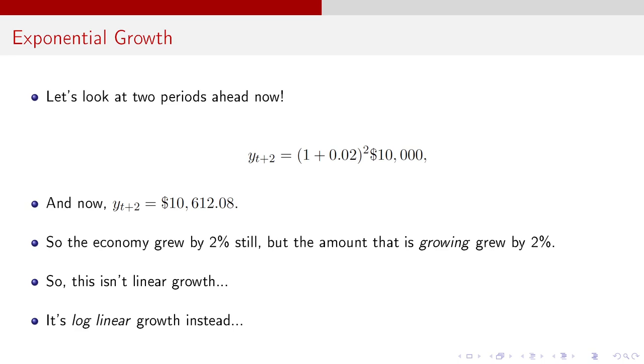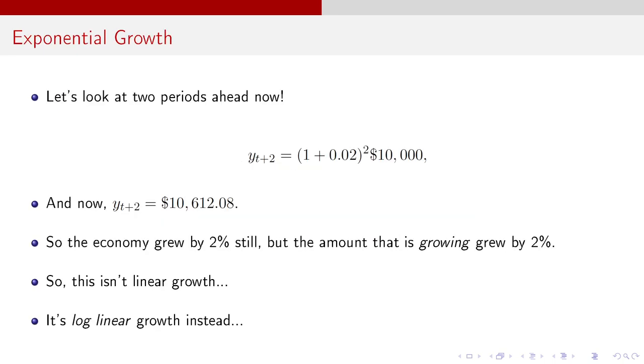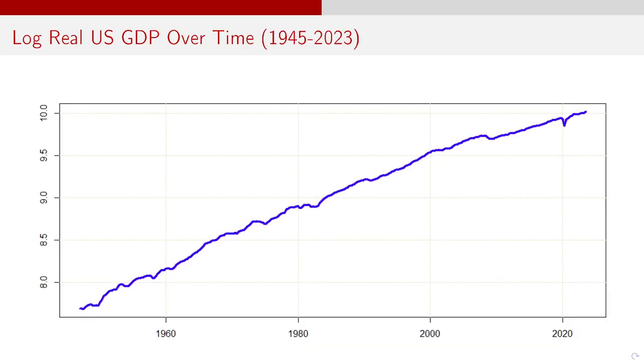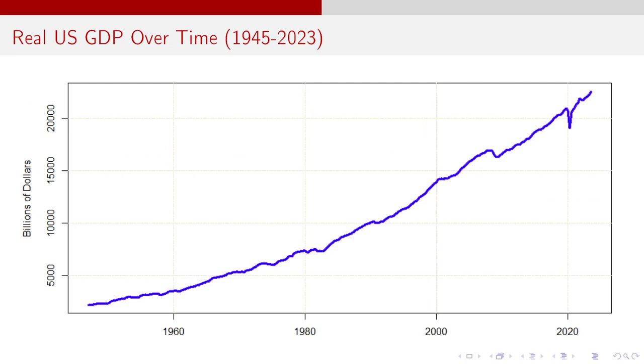So the economy still grows by 2%, whether it's the first year or the second year, but the amount that's growing grew by 2%. So that's not linear growth. It's log linear growth. Well, this is exponential growth, but if you want to see log linear growth, that would be this right here, the log of real U.S. GDP over time. What I did is I took the natural logarithm of real U.S. GDP. And if you look, it's a little bit more of a straight line than what we had here with this exponential growth.